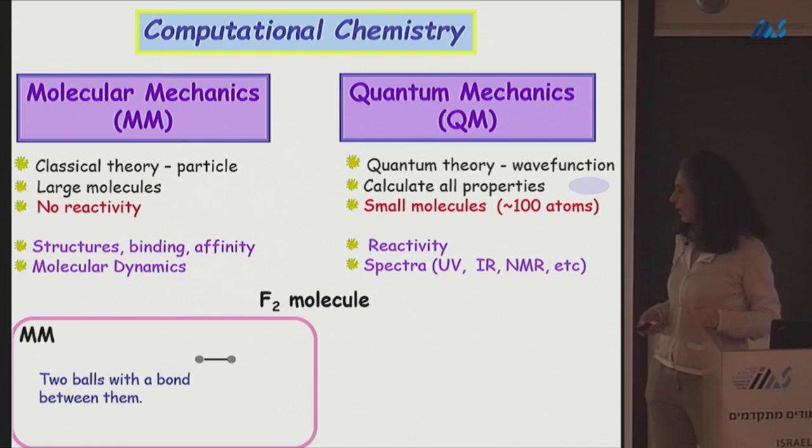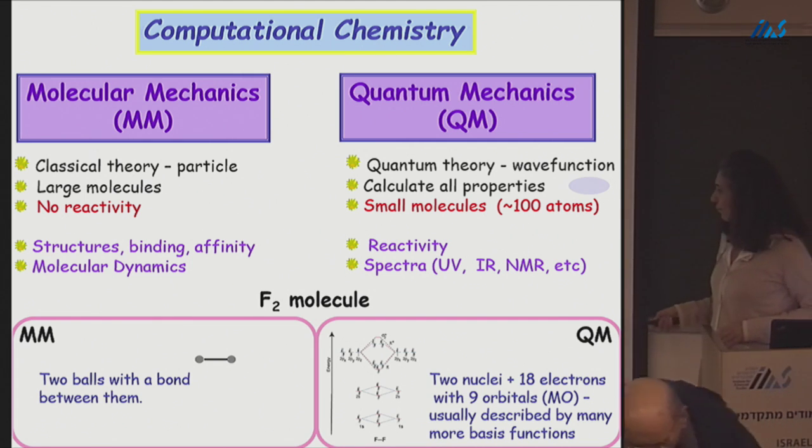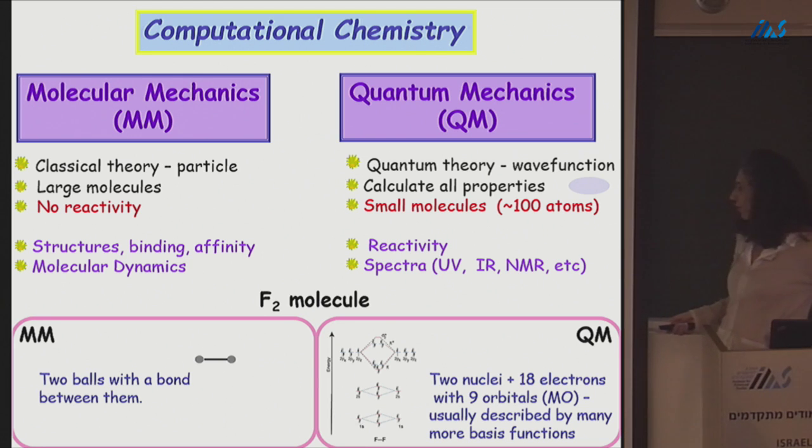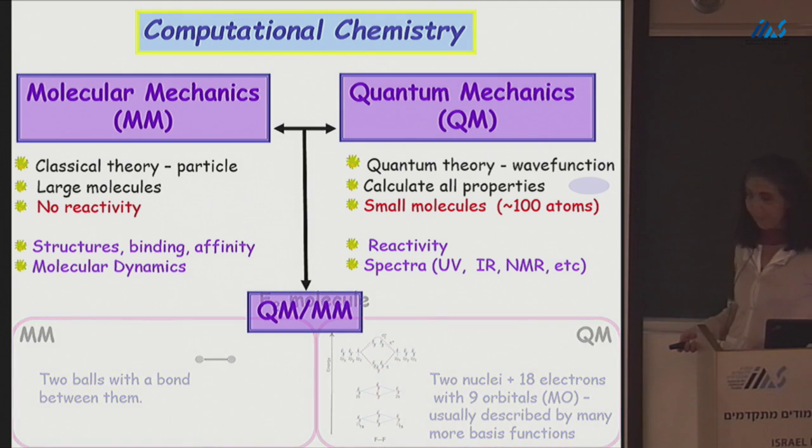Just to give you some insight, consider an F2 molecule. In molecular mechanics we consider this molecule as two balls with a bond between them, and that's it. Whereas in quantum mechanics, we have two nuclei with 18 electrons and 9 orbitals, if we consider a molecular orbital picture. These 9 orbitals are usually described by many more basis functions. You can see the difference between these two approaches. That's why this one is computationally much more expensive.